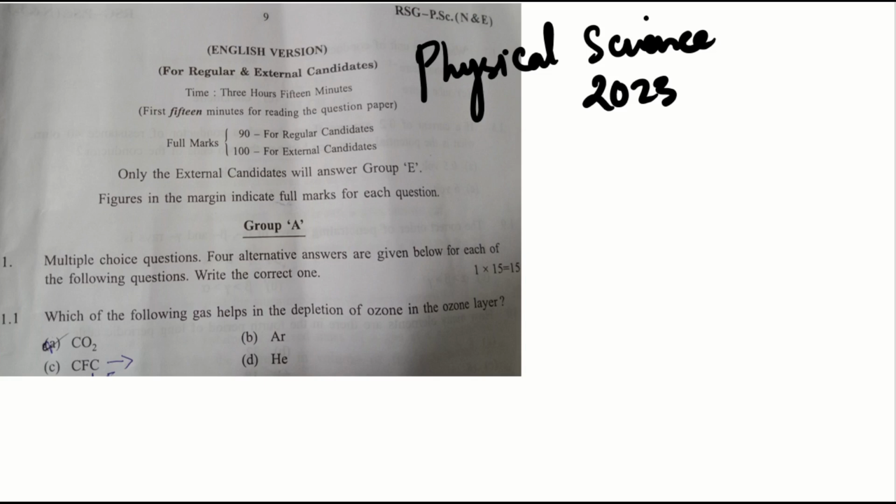So the first question is, which of the following gas helps in the depletion of ozone in the ozone layer? The options given are carbon dioxide, argon, helium and CFC. Argon and helium are inert gases. Carbon dioxide is a greenhouse gas. So the gas which depletes ozone is the CFC.